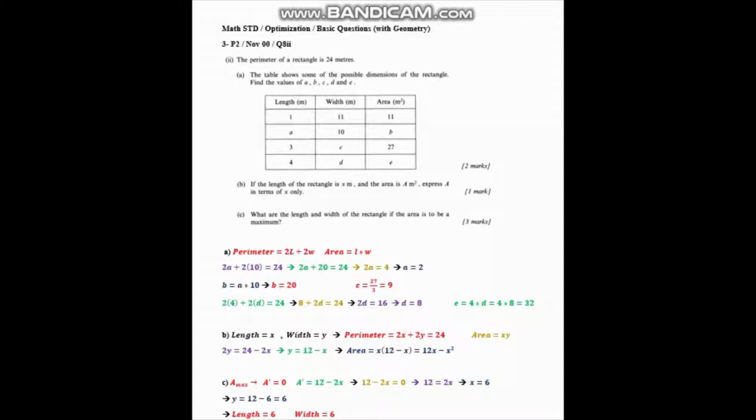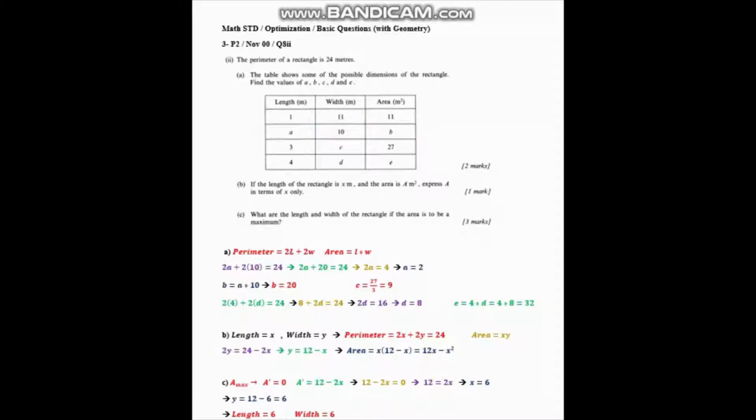So, in order to find the value of A, I shall use the equation for the perimeter, which is 2L plus 2W. We know that W equals 10, and the length is equal to A, and the perimeter is equal to 24. Hence, 2A plus 2 times 10 equals 24, and I find the value of A, which is 2. In order to find the value of B, which is the area, I simply multiply the length by the width. So 10 times 2, which is 20, right there.